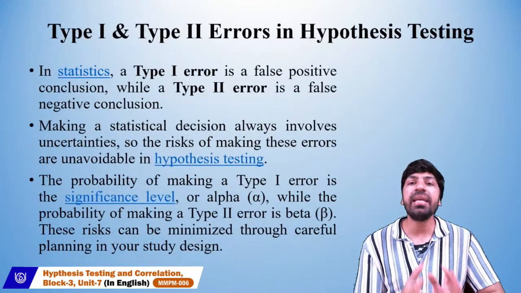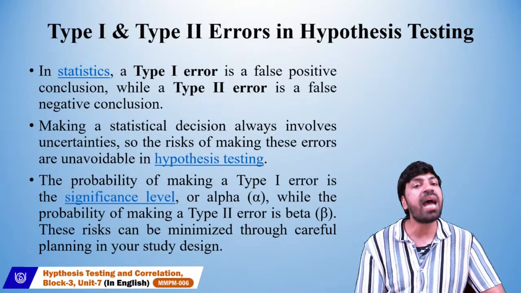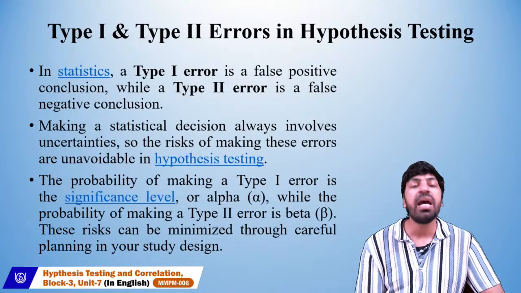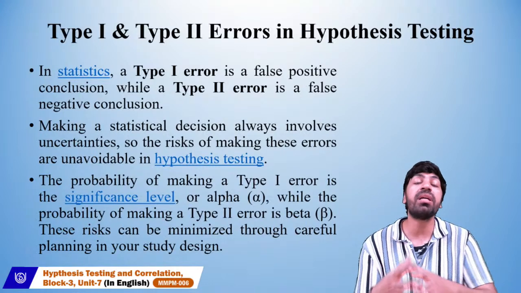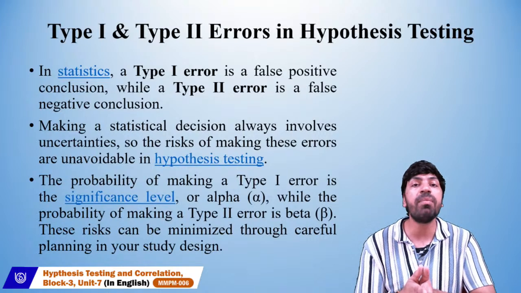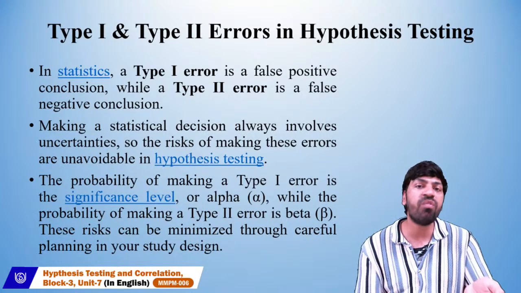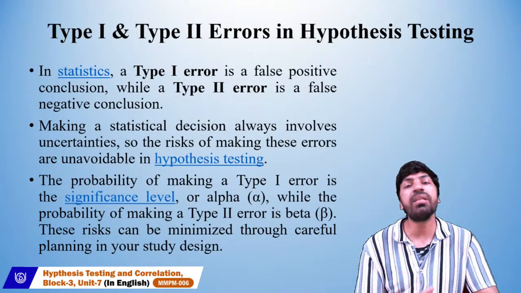Now we can come up to the next concept in hypothesis testing, that is type 1 and type 2 errors. In statistics, there are two types of errors which always exist in hypothesis testing in research. A type 1 error is a false positive conclusion, and a type 2 error is a false negative conclusion. Making any statistical decision always involves uncertainties and risks of errors, which are actually unavoidable in hypothesis testing.